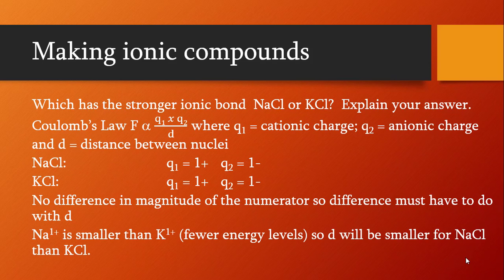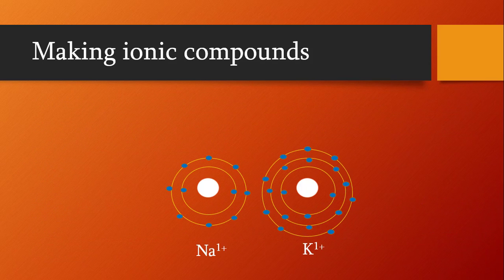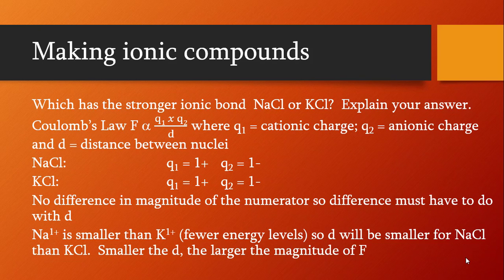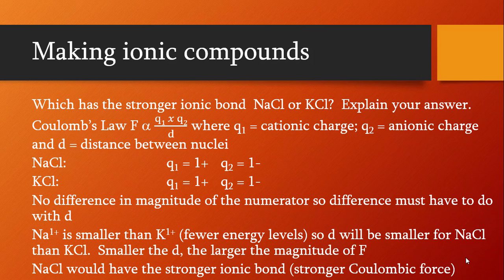Now, the sodium ion is smaller than the potassium ion because sodium has fewer energy levels, as demonstrated here with the sodium ion having 2 energy levels and the potassium ion having 3 energy levels. So D will be smaller for the sodium chloride than the potassium chloride. The smaller the D, the larger the magnitude of the force. Therefore, sodium chloride would have the stronger ionic bond. It has a stronger Coulombic force.